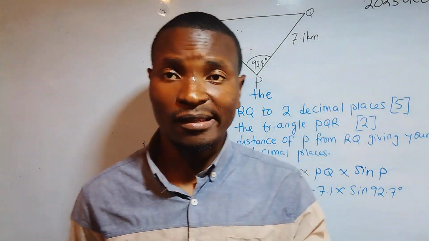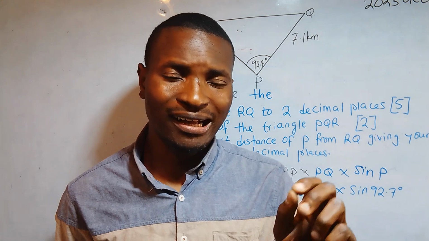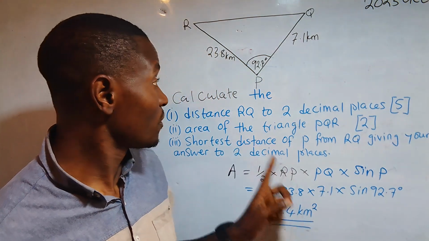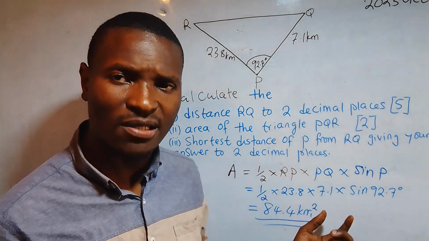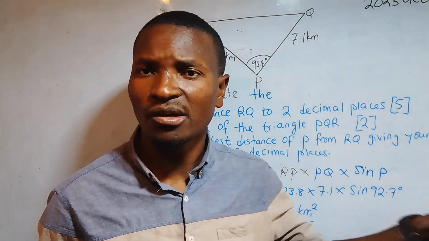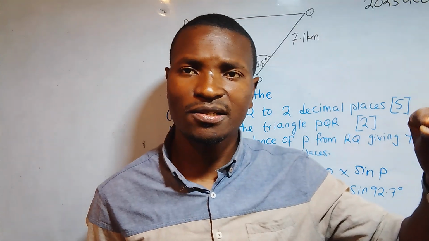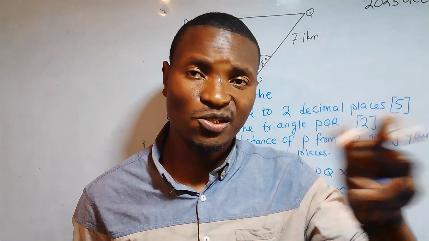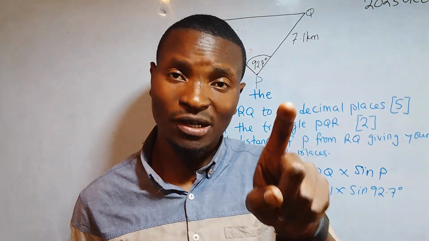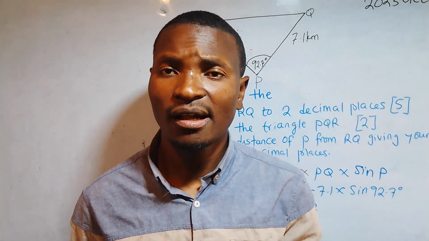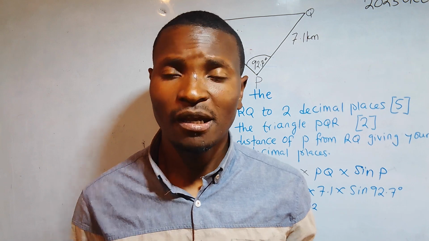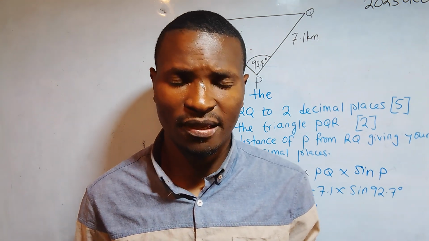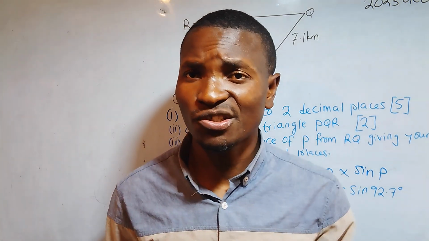The reason why you are squaring the unit is as simple as because this is 23.8 kilometers, as well as the other times 7.1 kilometers. So we have the kilometers multiplied by the kilometers, so that is kilometers squared. That's the reason why we are adding the power 2. Okay, so I hope that is understood, and this is just carrying 2 marks. So let us move on to the next question.